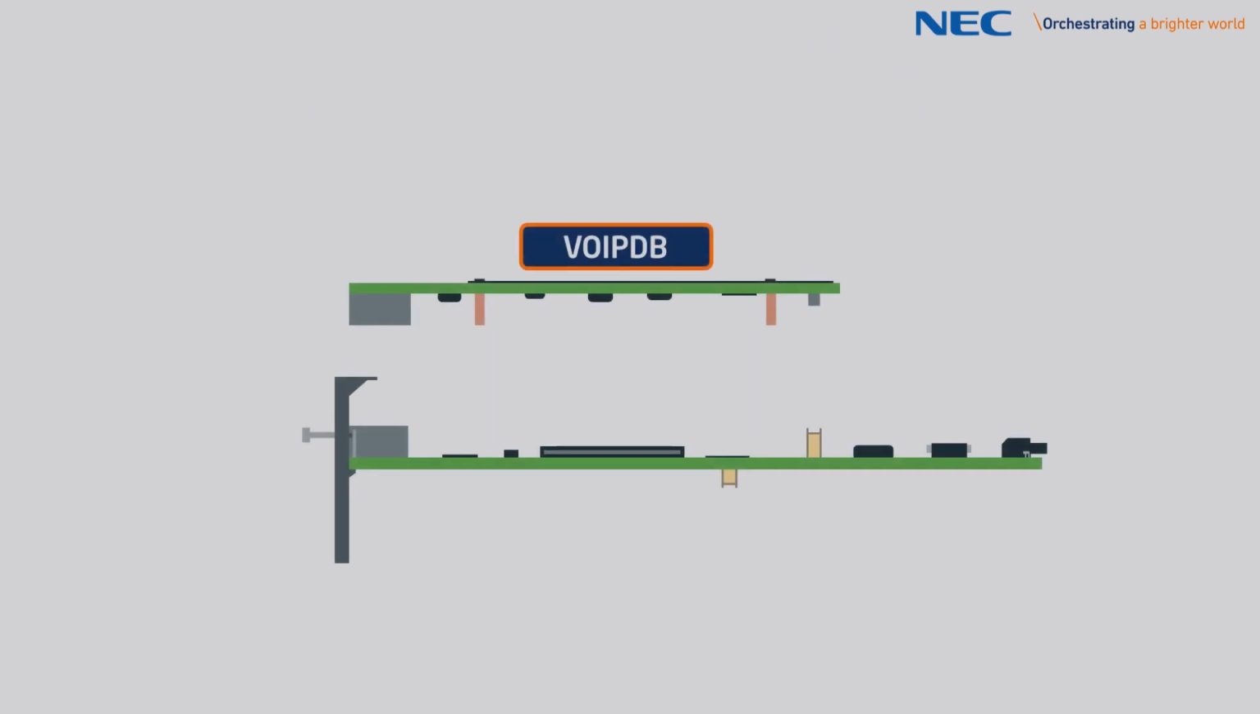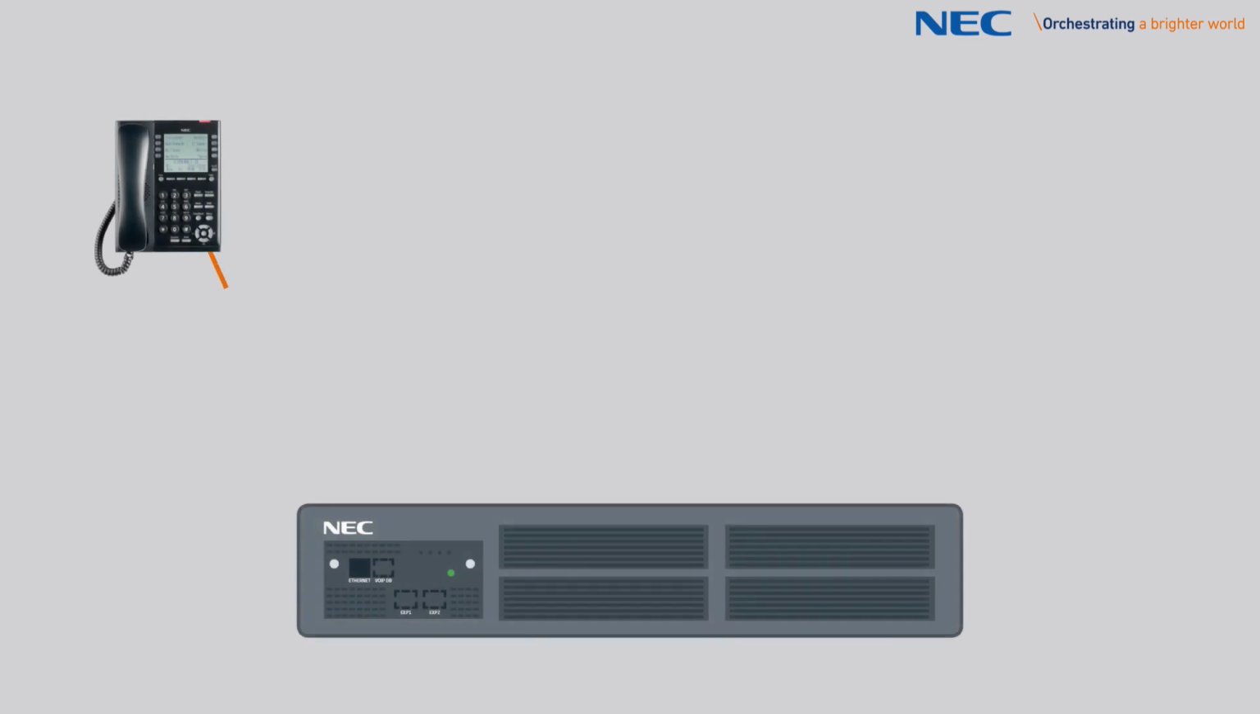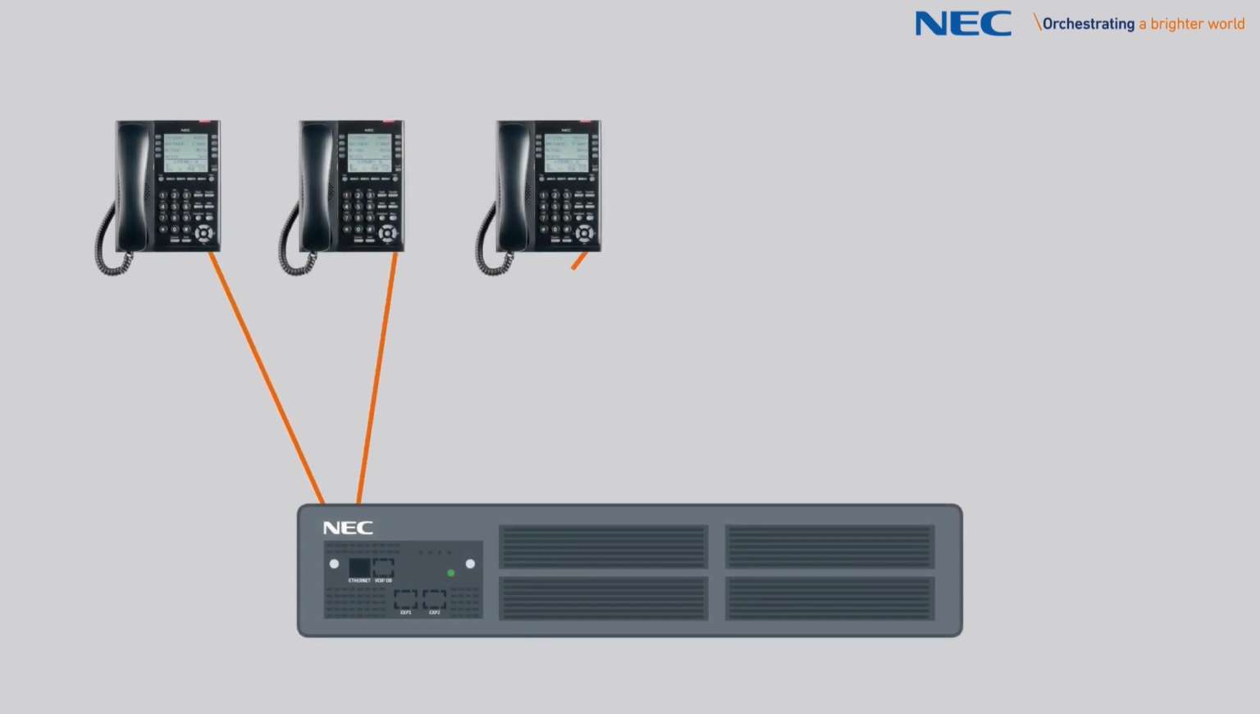Install the optional VoIP DB card. This is required when you need more than the 8 VoIP resources built into the CPU card. Refer to the CPU install video for details of installing the optional VoIP DB card. The maximum capacity of IP terminals is 112.